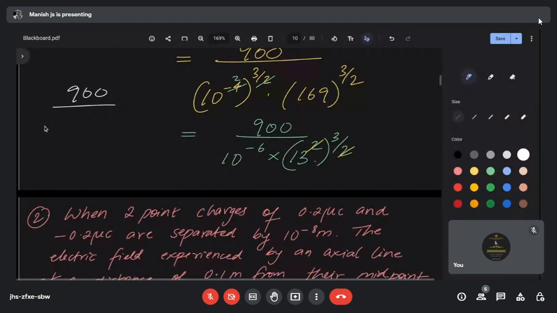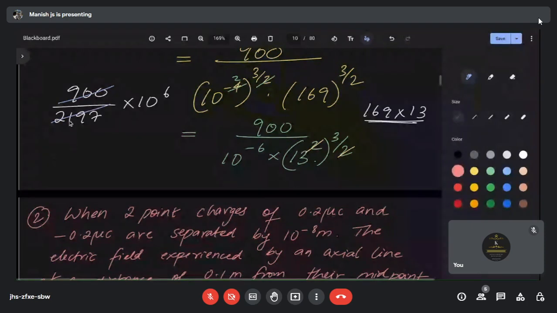What is the value of 13 cube? You should calculate 169 into 13. How much is that? 2,197, sir. Yes. And the 10 power minus 6 we can take up, becomes 10 power 6. So 900 divided by 2197, how much does it come? It will be zero point something. 0.409. Correct? Yes, sir. Into 10 power 6.